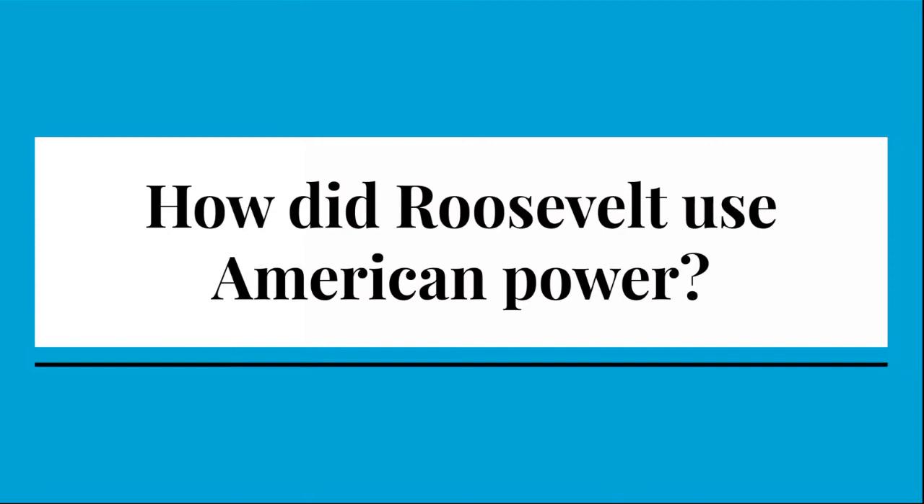As a result, in 1905, representatives of Russia and Japan met. Roosevelt used his personal charm to help them negotiate a compromise. They signed a treaty, and Roosevelt received the 1906 Nobel Peace Prize. Roosevelt also used his influence to help build the Panama Canal.